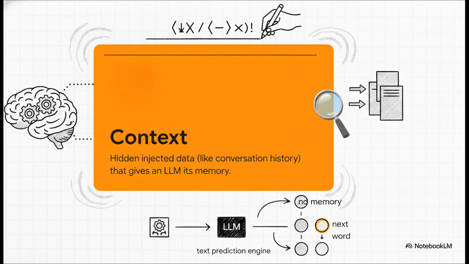What's wild is that by default, a model actually has zero memory. When you're using a chat interface, the system is silently injecting your past conversation history behind the scenes just to give the illusion of memory. So prompt engineering is essentially programming in natural language. You are carefully crafting that context to shape the exact prediction the model makes next.